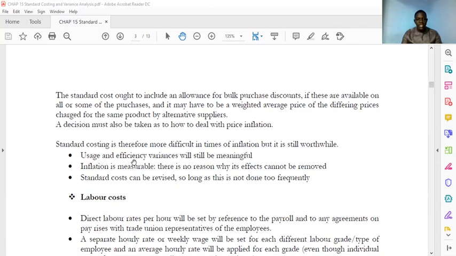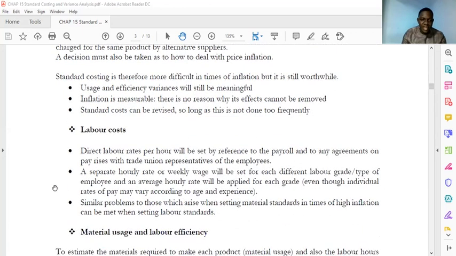Usage and efficiency variances will still be meaningful. Inflation is measurable. There is no reason why its effect cannot be removed. We say that inflation is measurable, and there's no reason why its effects cannot be removed. Standard cost can be revised so long as this is not done too frequently. Okay, good. So let's look at labor costs.